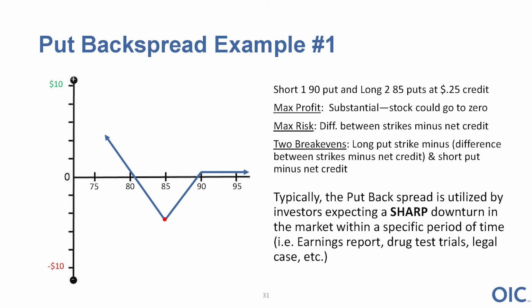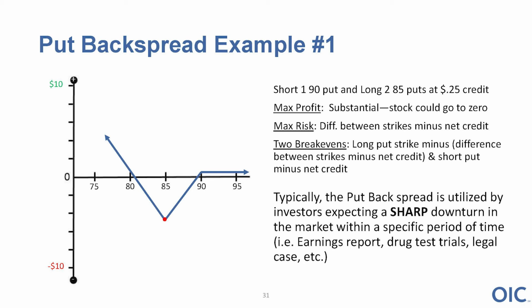Our maximum profit, we have huge profit potential because if the stock goes to zero, we're long an extra put. So on the downside, we participate immensely. But on the upside, the most we can make is the 25-cent credit. As you can see here, even though we got paid a credit to put on this position, that's not to say we don't have losses.